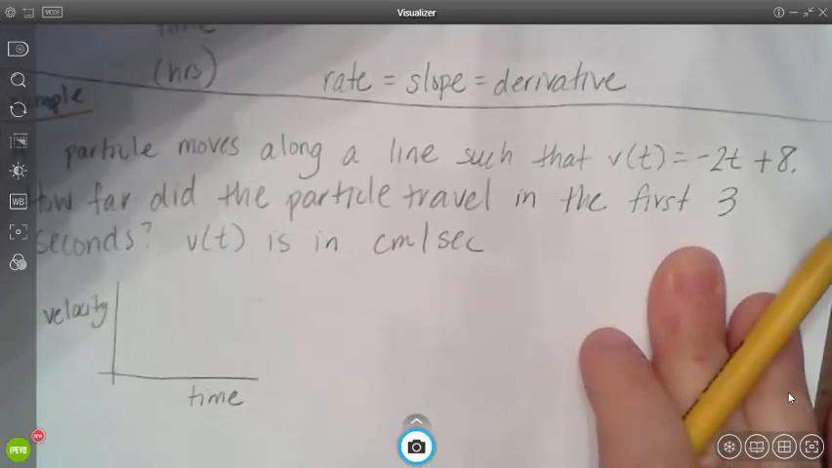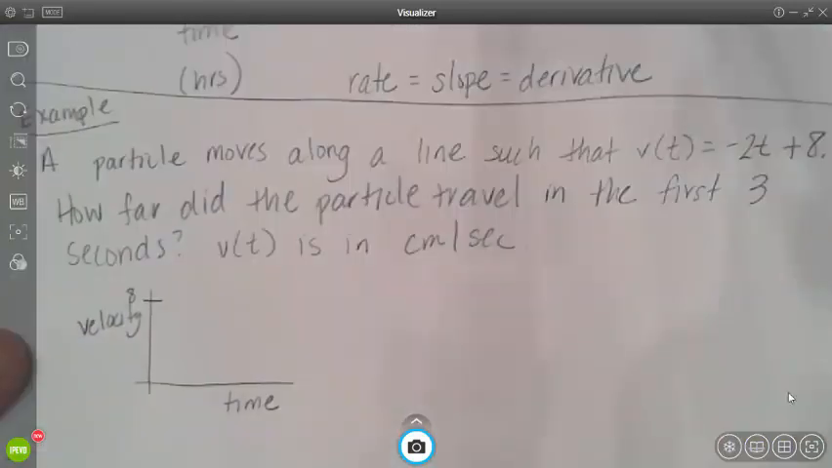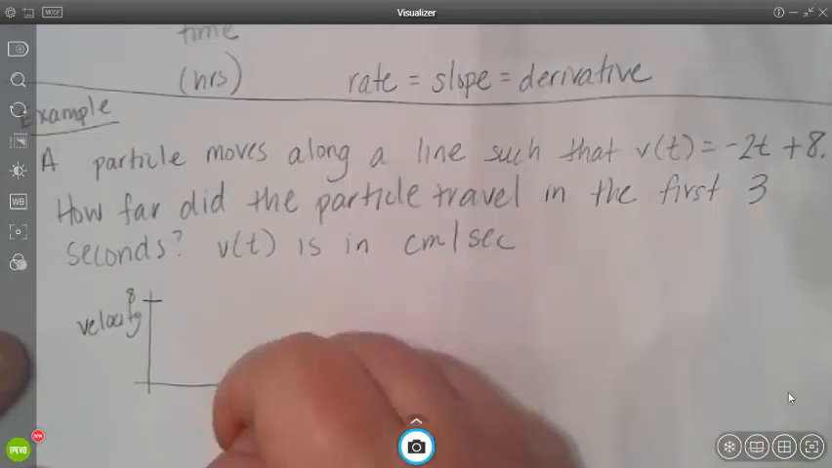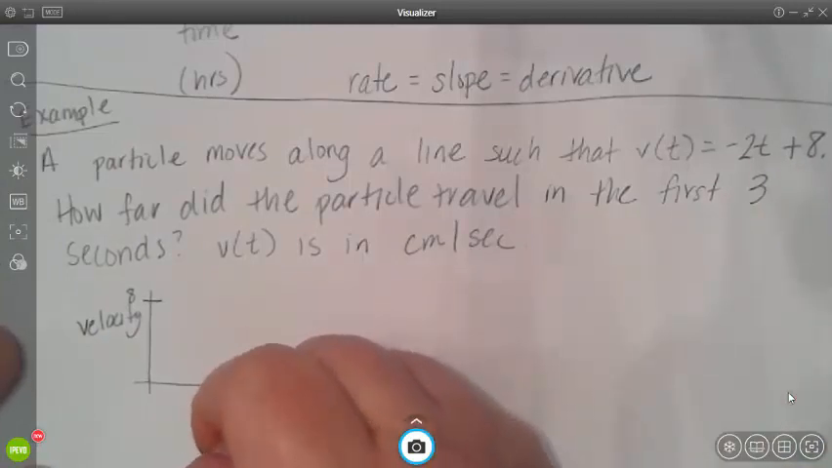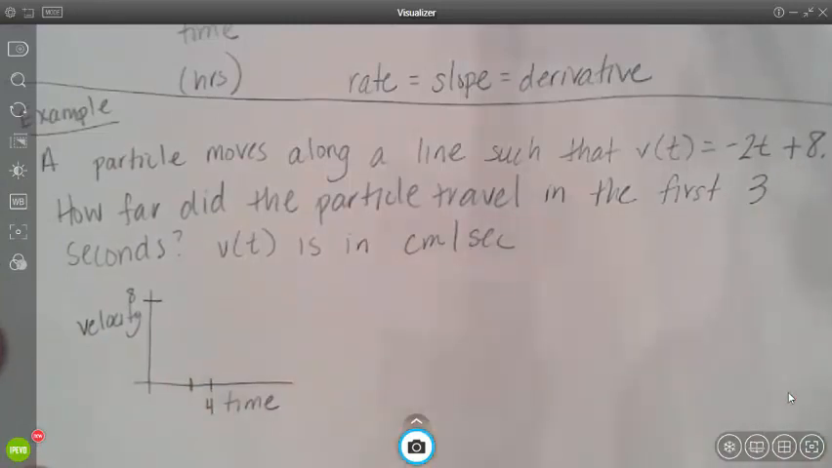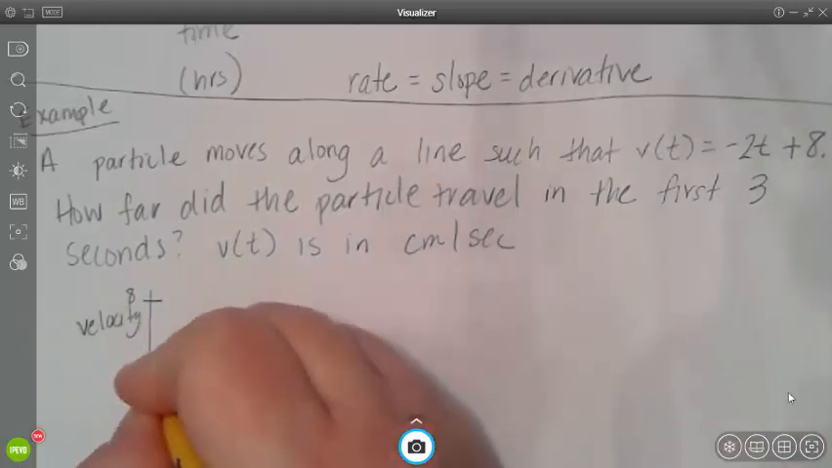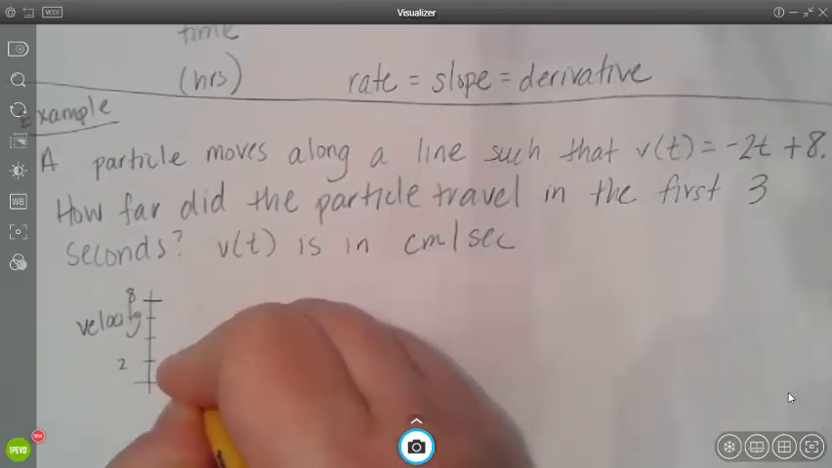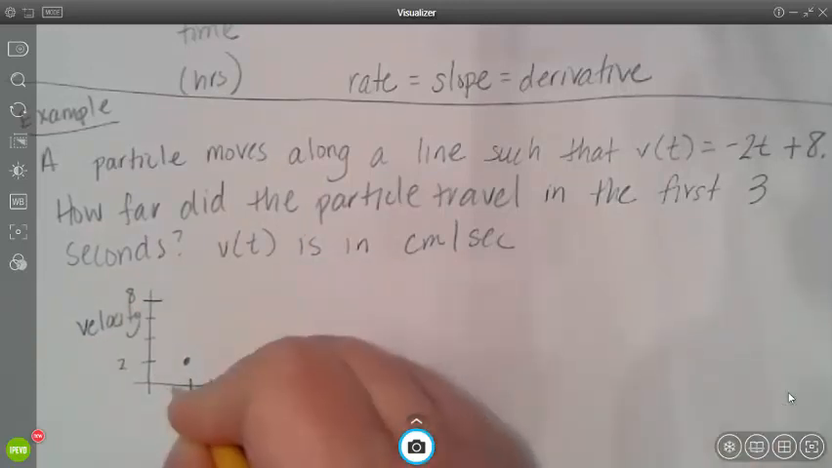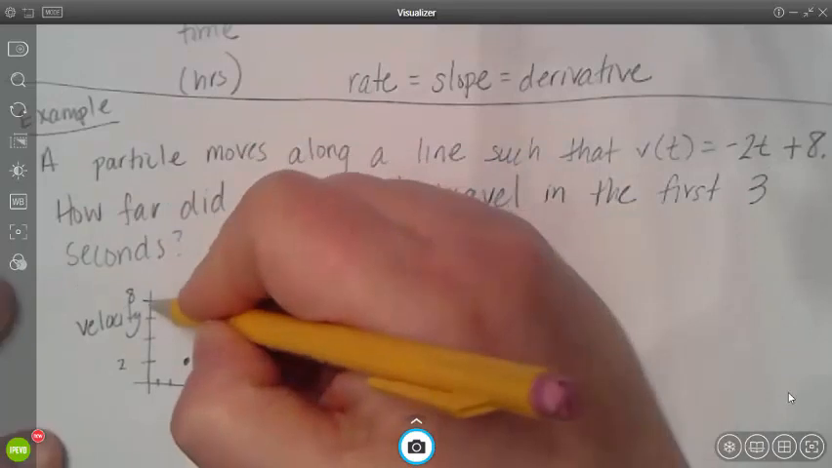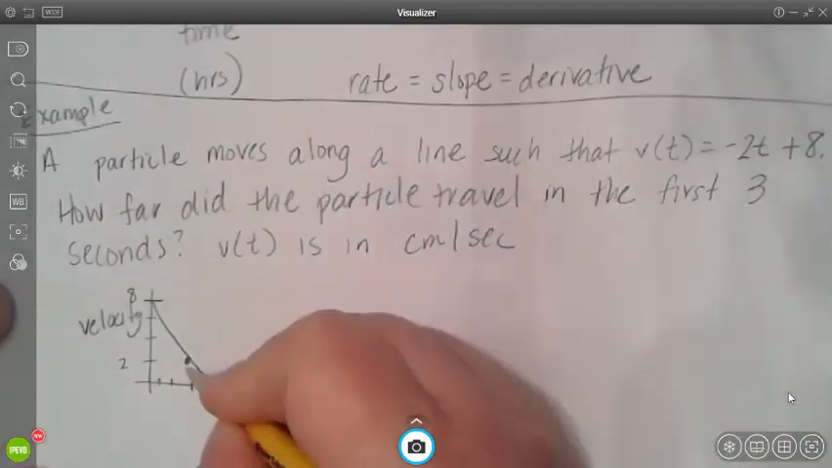So I'm going to put 8 up here, and it's going to hit my x-intercept at 4. So maybe I'm going to put 4 here. Here's 3 seconds. At 3 seconds, if I plug 3 in here, it's going to be at 2. Okay. So this is kind of my line, my velocity.